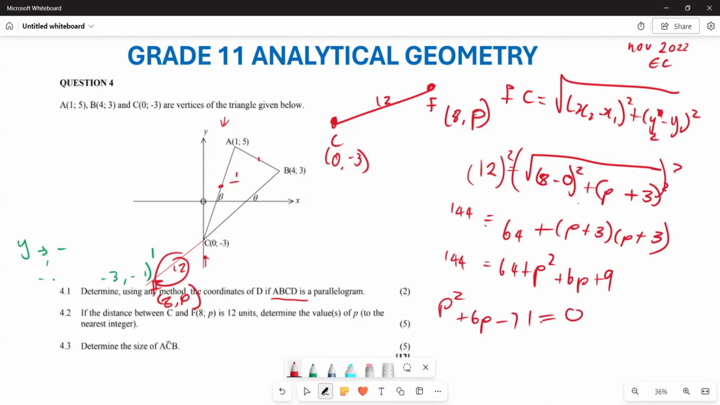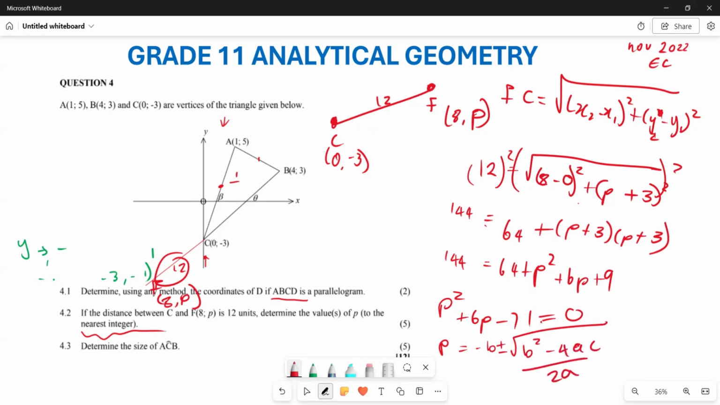Now, there are two things that you can do from here. But since they want you to round off to the nearest integer, basically they want you to use the quadratic formula, right? So you're going to say, look, our p here is going to be negative b plus or minus the square root of b squared subtract 4ac, over 2a.